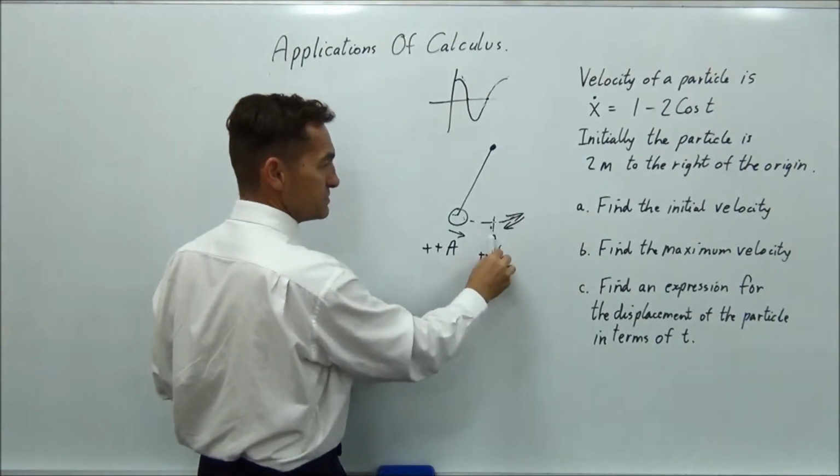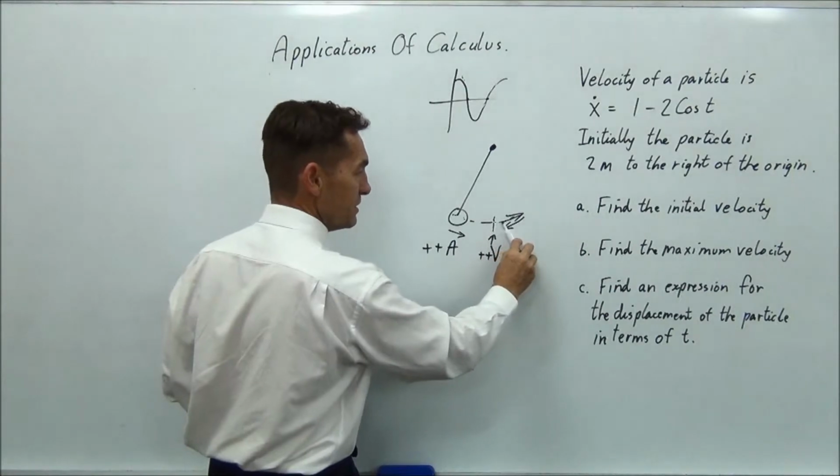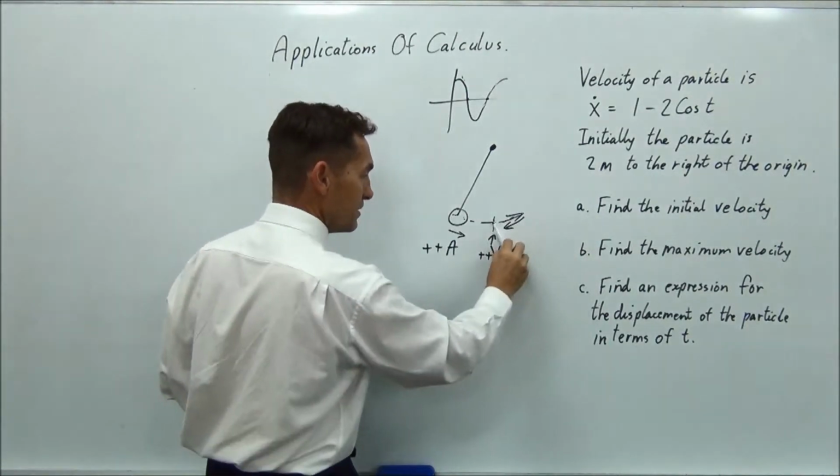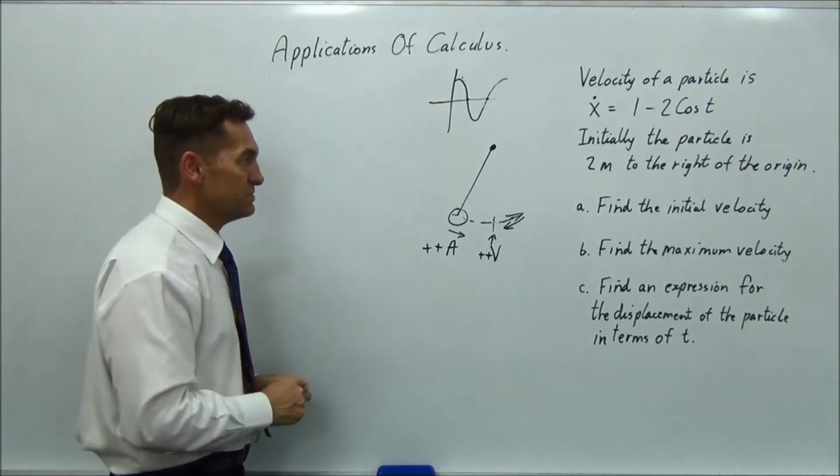Your greatest velocity is always passing through the middle point. That's where you're the fastest, because after that point, going this way, you're slowing down, and going this way, you're slowing down. Okay, and they're really handy points to remember too.